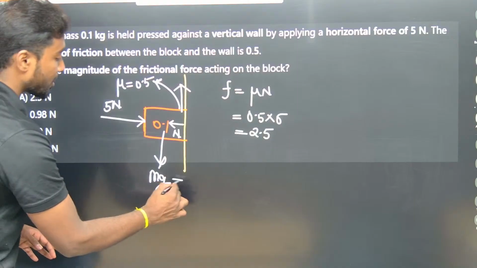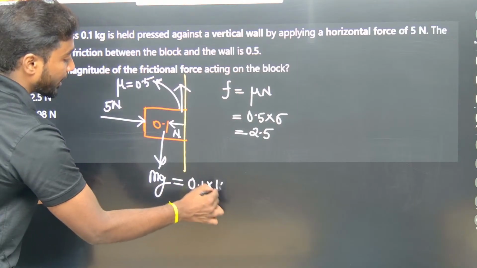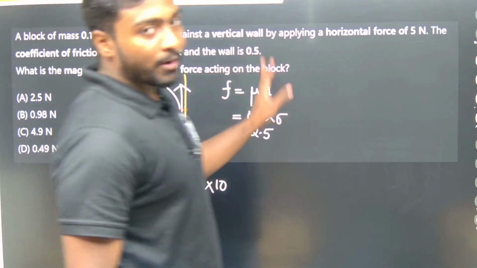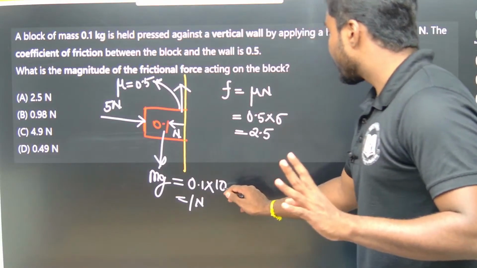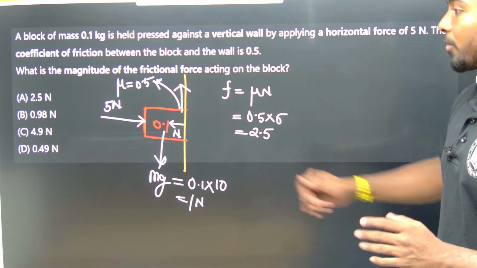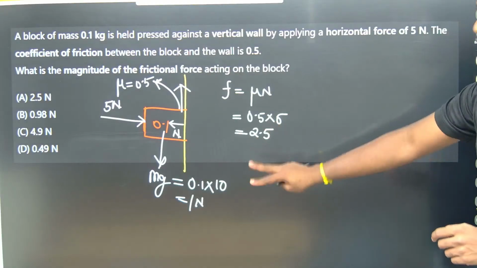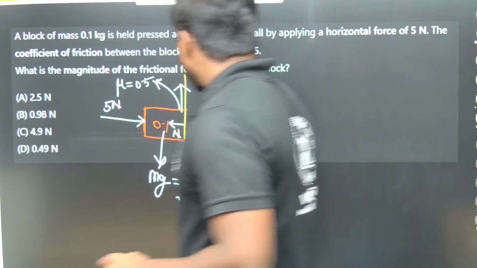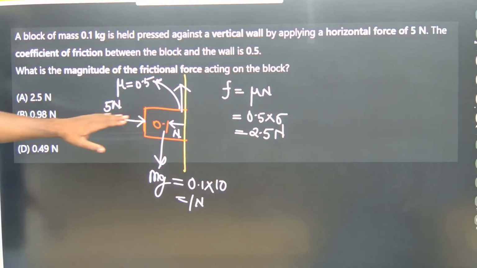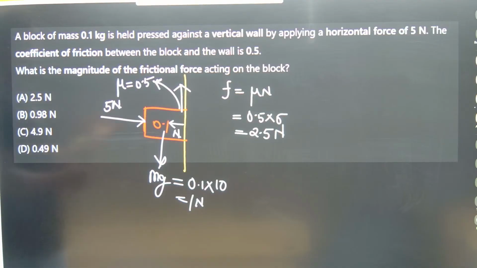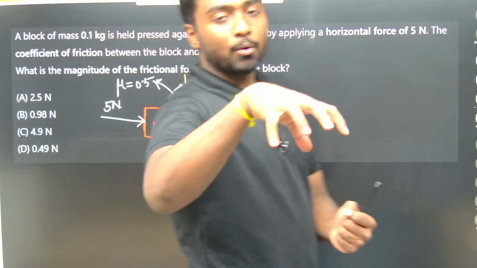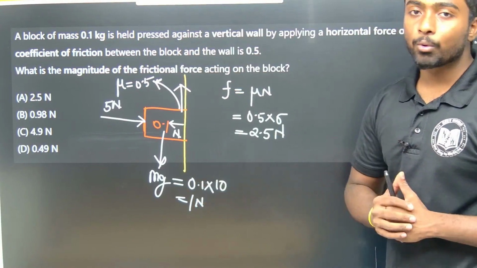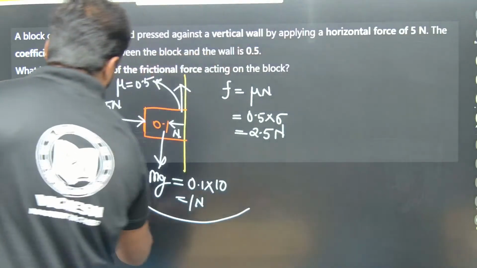So how much is mg? mg is 0.1 into 10, which equals 1 Newton. When I compare this mg and 2.5, let me take g as 9.8 or 10, whatever, approximately. So when I compare these two things, 1 Newton and 2.5 Newton, the friction of 2.5 Newton is sufficient to hold the block, because mg, the weight, is only 1 Newton. So the answer is 1 Newton.